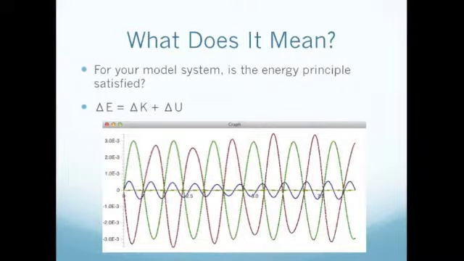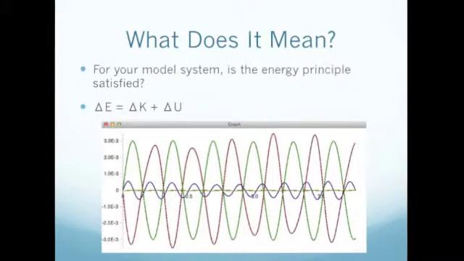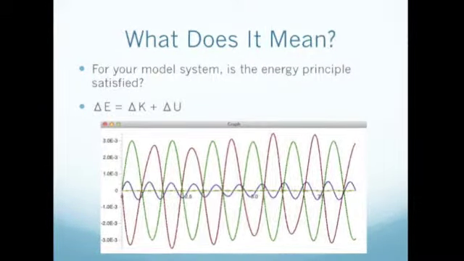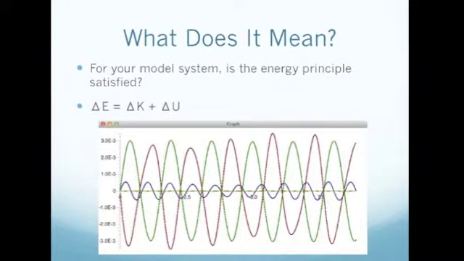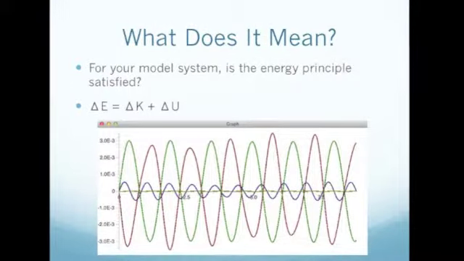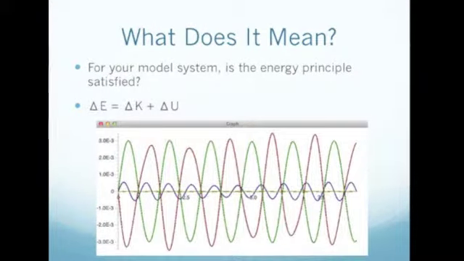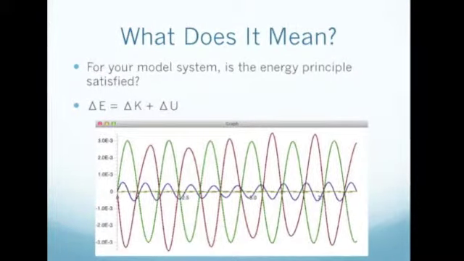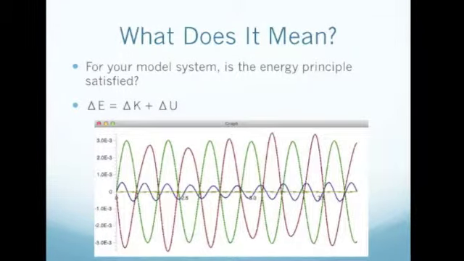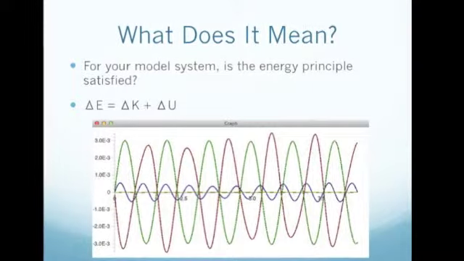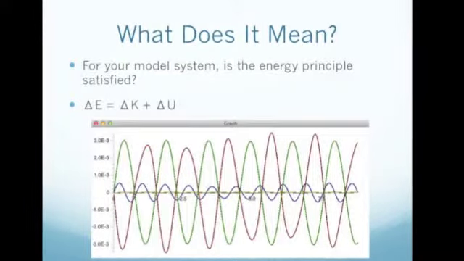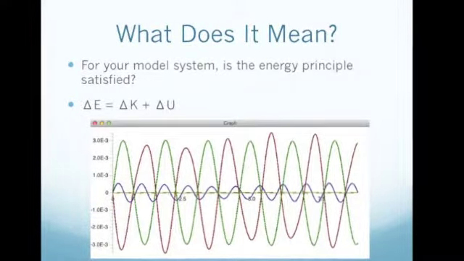For your model system, is the energy principle satisfied? We see here that the change in total energy equals the change in kinetic plus the change in potential energy. The only energy involved in our system is the potential of gravity, the potential of the spring, and the kinetic energy. We see in this graph that our change in total energy, represented by the yellow line, stays at 0 the entire time. And this means the energy principle is satisfied.